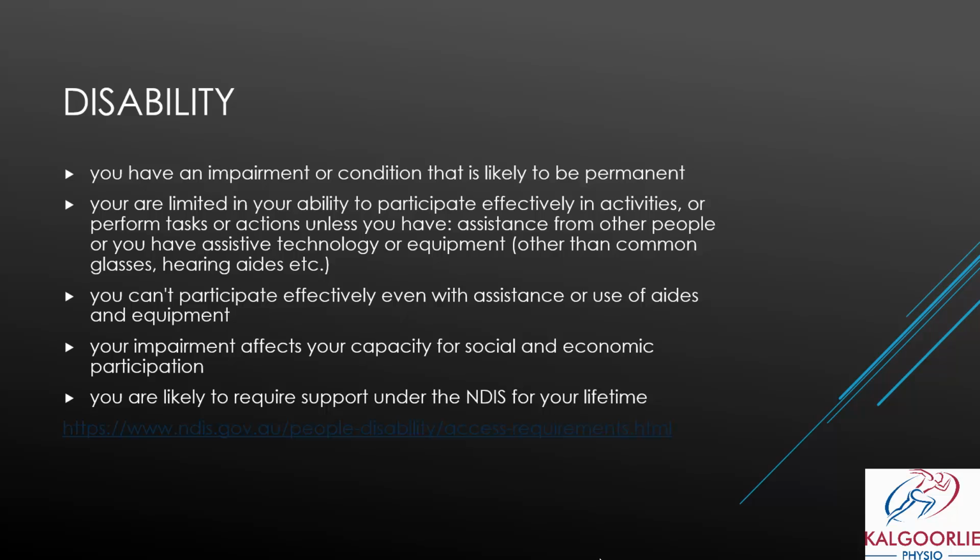The disability. You have to have an impairment or condition that is likely to be permanent. You're limited in your ability to participate effectively in activities or perform tasks or actions unless you have assistance from other people or you have assistive technology or equipment other than commonly glasses or hearing aids. You can't participate effectively even with assistance or use of aids and equipment. Your impairment affects your capacity for social and economic participation, and you are likely to require these supports under the NDIS scheme for your lifetime.